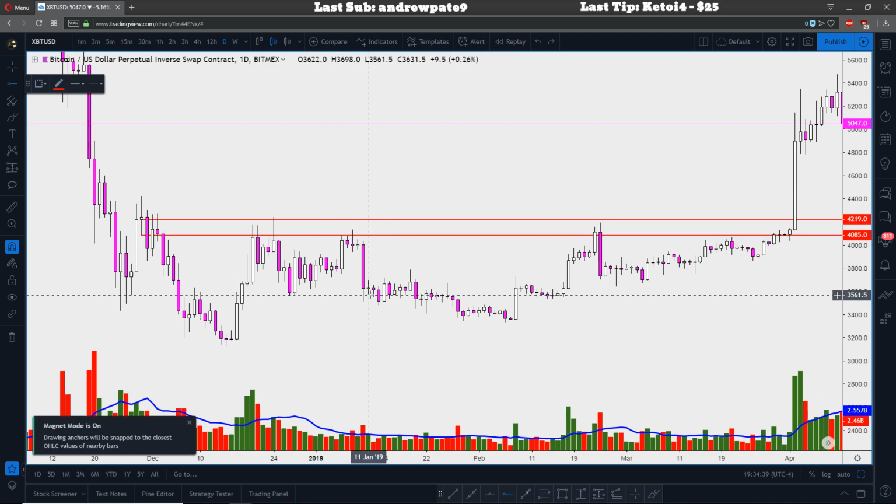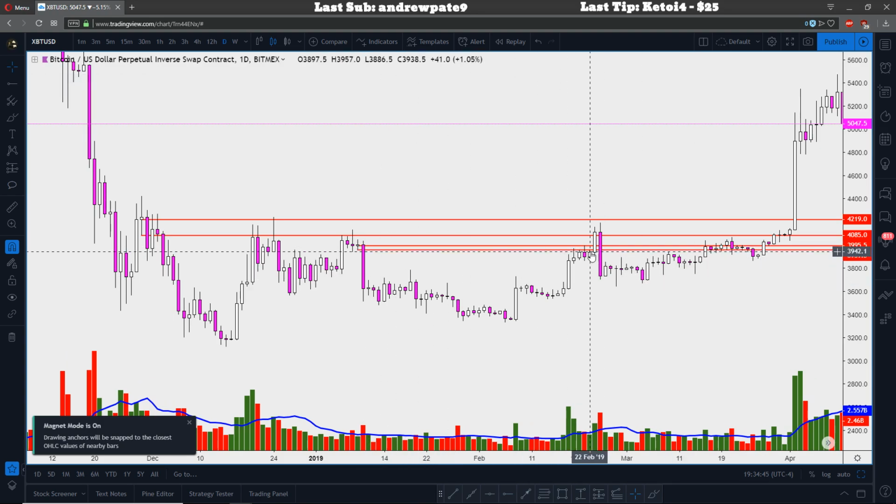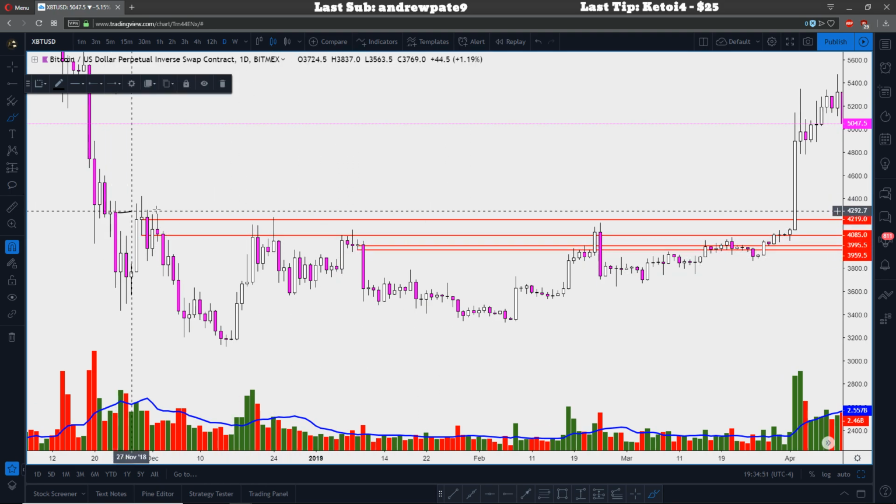Same exact method, impulse move down. You take the low of the candle. That is your resistance. After that is broken, where are your other levels? This is your other level.